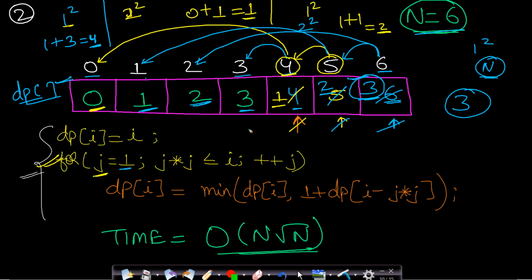Okay. So what will be the time complexity? Actually, we are covering all the n values, and for each value, we are making splits from 1 to j, where j squared is less than or equal to i, which is nothing but square root of n. Okay. So the total time complexity will be n square root of n. So let us now look at the next method.